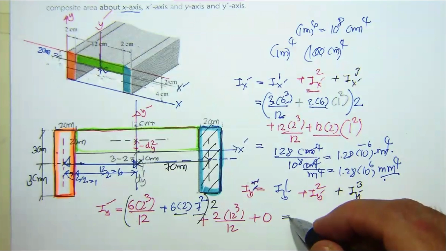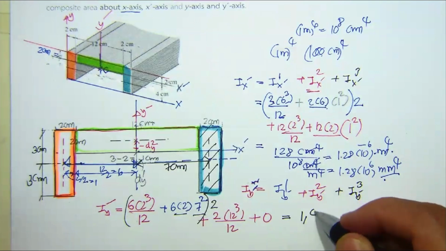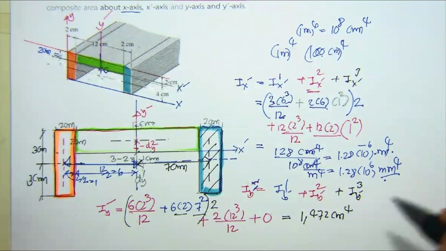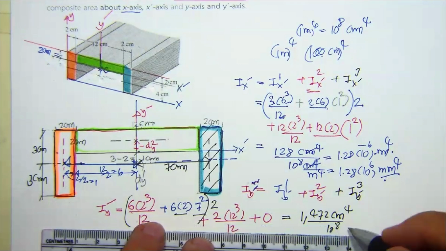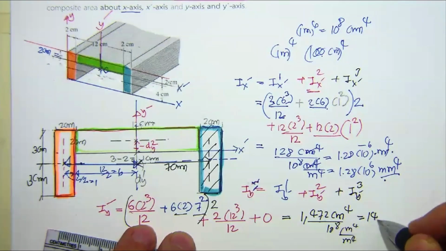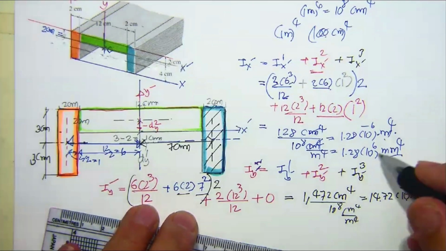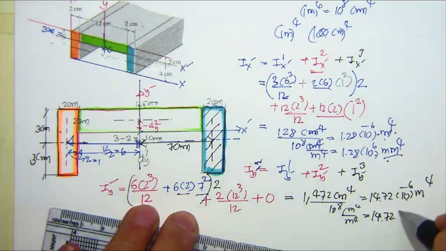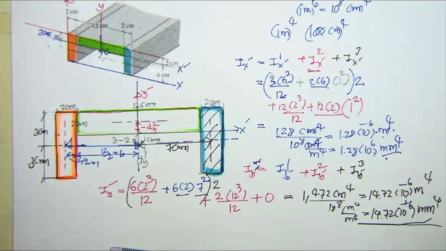So the second one, I sub y prime, is 1472 centimeter power 4. And then change it: you may put it 10 power 8 centimeter power 4 per meter power 4. That's going to be 14.72 times 10 power minus 6 meter power 4. Okay, and then change it the same way, times 10 power 12, 14.72 times 10 power 6 millimeter power 4. That's going to be the moment of inertia about the x prime and y prime axes, and we use this a lot in real life.